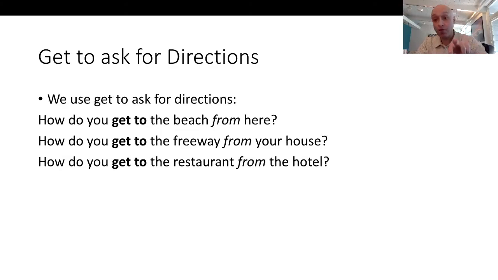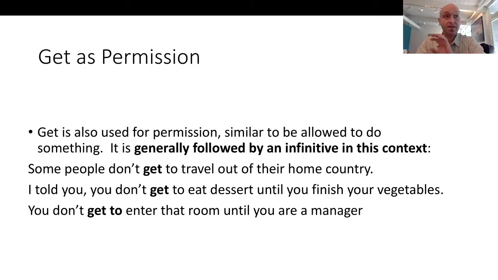Get to, from. E isso é com certeza o jeito mais comum de pedir para, como se chama? Para pedir direções? Para pedir como chegar num lugar. É get to, from. How do you get to this place from someplace else? E também temos essa ideia de permissão e essa ideia de deixar alguém fazer algo. E geralmente, nesse contexto, vai seguir um infinitivo.